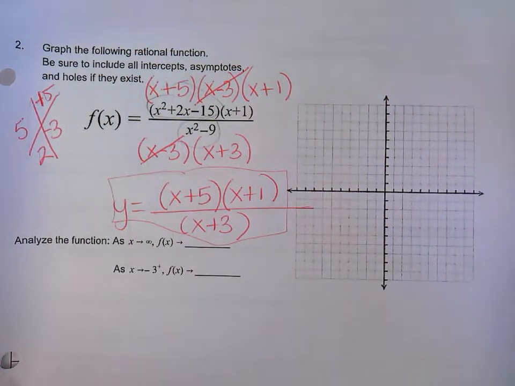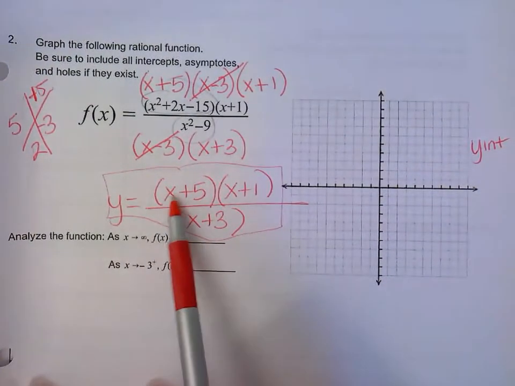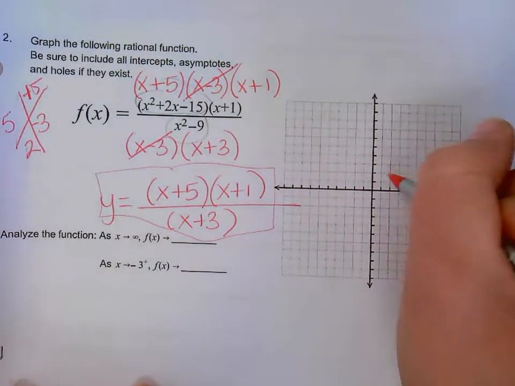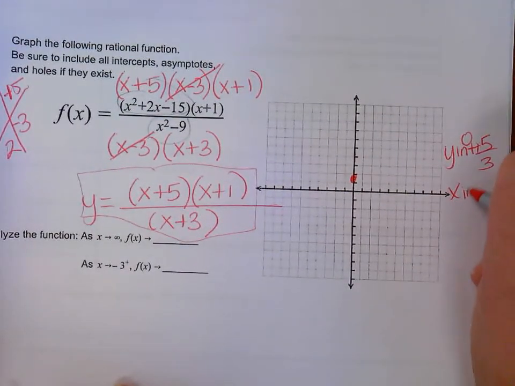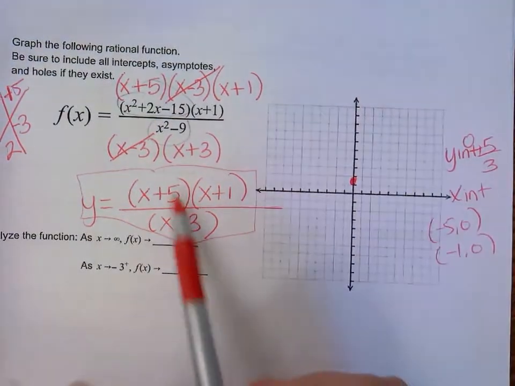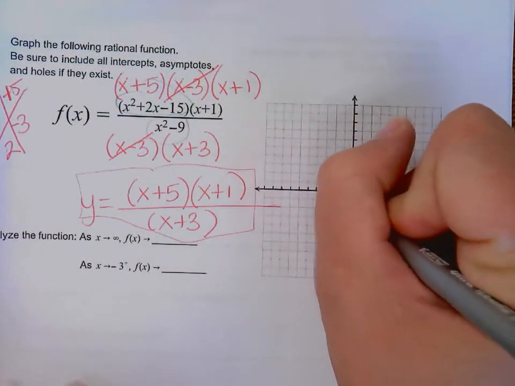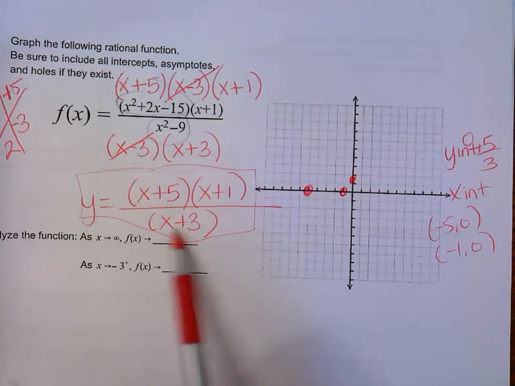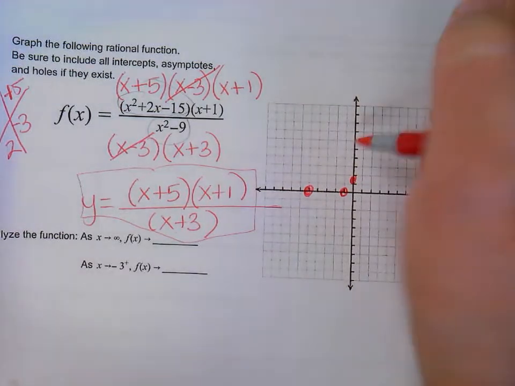So let's see, my y-intercept, when I plug in 0, I would get 5 times 1 divided by 3. So (0, 5/3) is here. My x-intercepts, I have 2. One's at -5 and one is at -1 because that's what makes the numerator 0. So there's -1, 2, 3, 4, 5. My vertical asymptote is at -3. Vertical asymptote x equals -3, which is here.